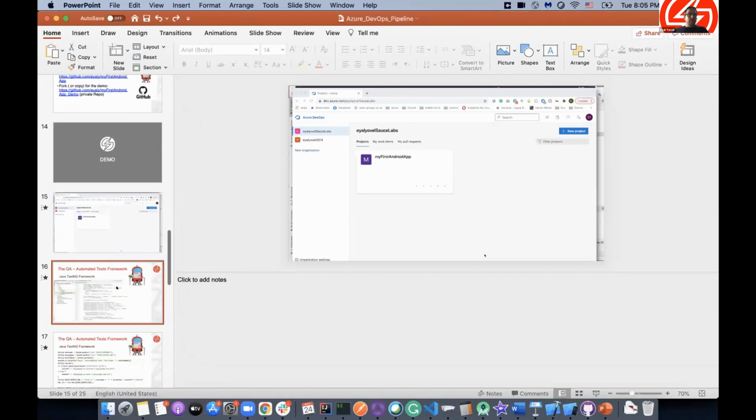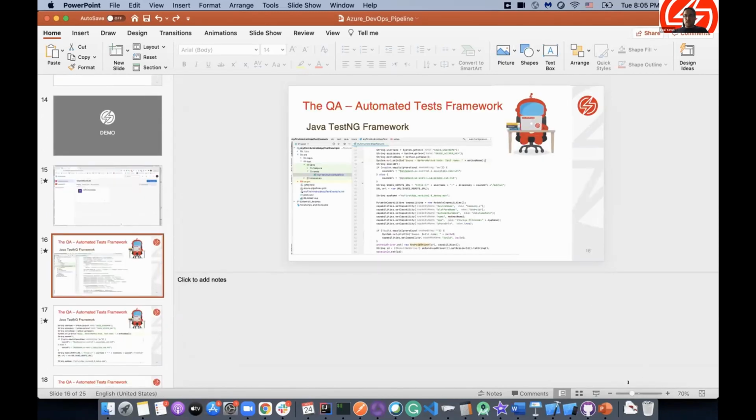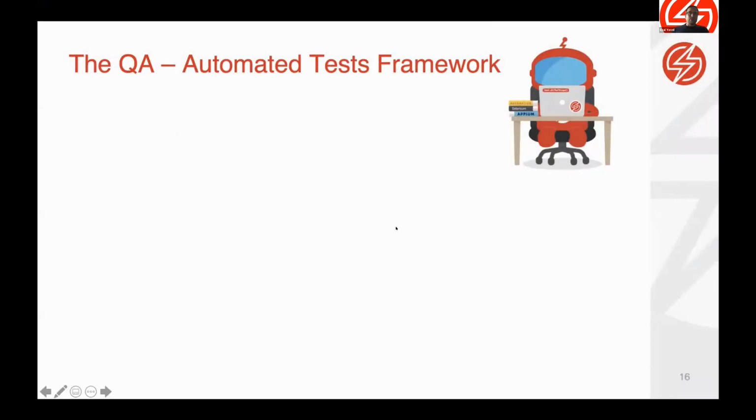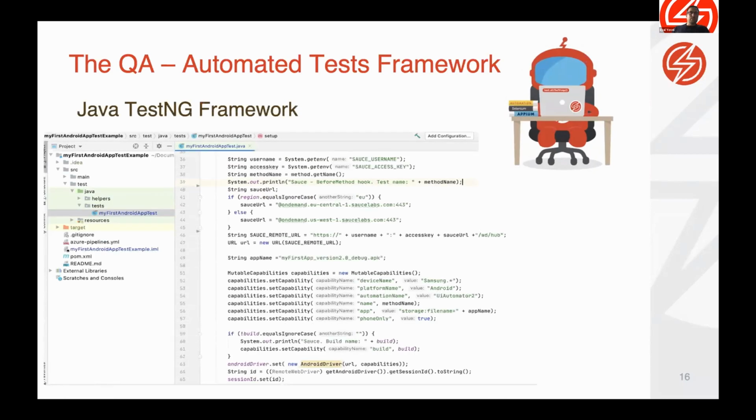Okay, so let's go back to the slides. Now let's go to the second pipeline, for the QA: the QA automated test framework. In this example, it's a Java TestNG framework.